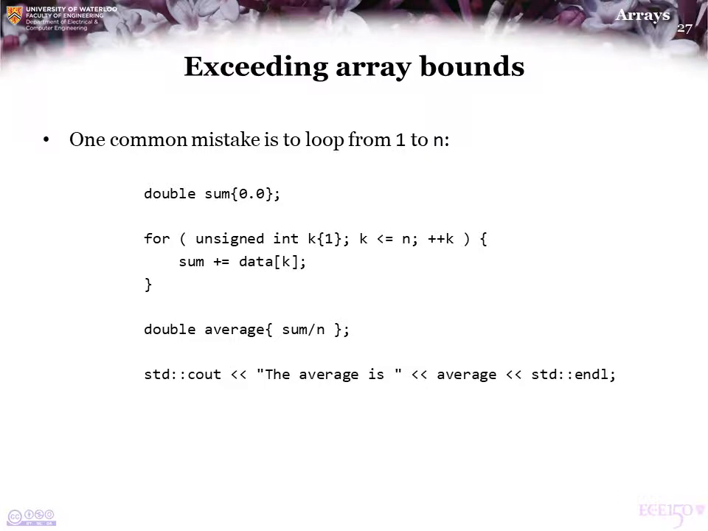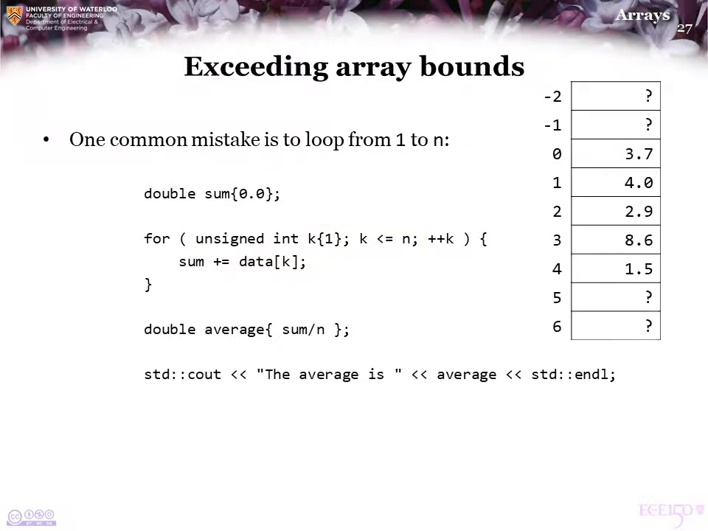So here we are once again calculating the average value, but instead of looping from 0 to n-1, this for loop starts at index 1 and goes up until k equals n. Let us assume that n was equal to 5. In this case, normally we would expect to sum the entries 3.7, 4.0, 2.9, 8.6, and 1.5.